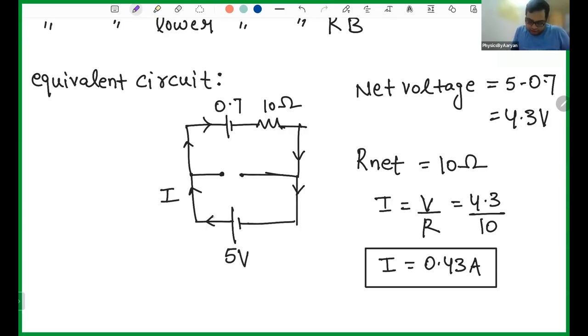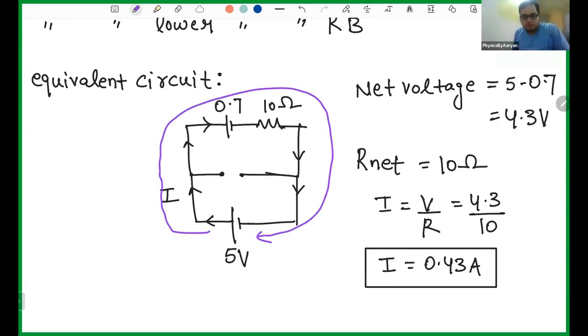And how will the current flow? Current will start from here, goes here. No current can go here because it is open. So current will go here, and it will come back to the same position where you started.